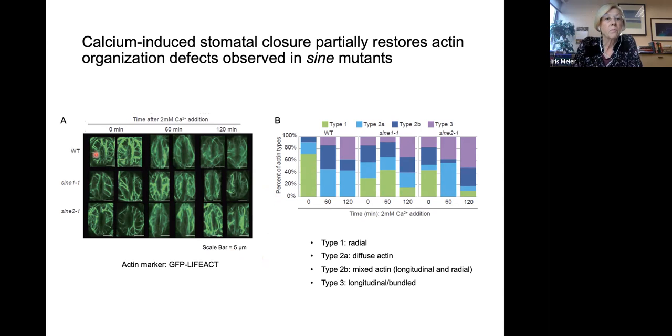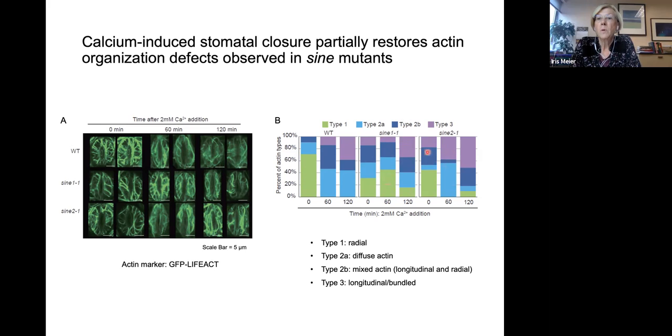So in wild type, calcium leads to some of the expected reorganization. So it goes from type 1 to type 3. It's less complete than in wild type, just like closure was less complete. And then in the mutants, we also get a partial rescue. So remember, SINE1 was mostly depolymerized, light blue, and now SINE1 has all these mixed states, but importantly, it reaches to a certain percentage the type 3 state.